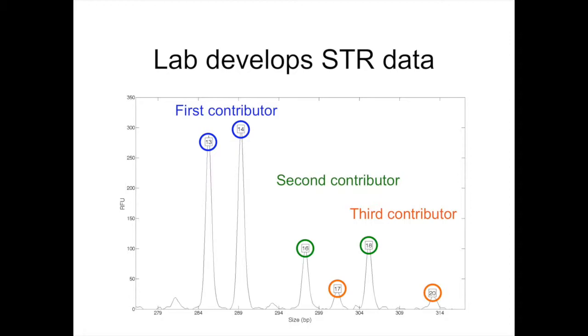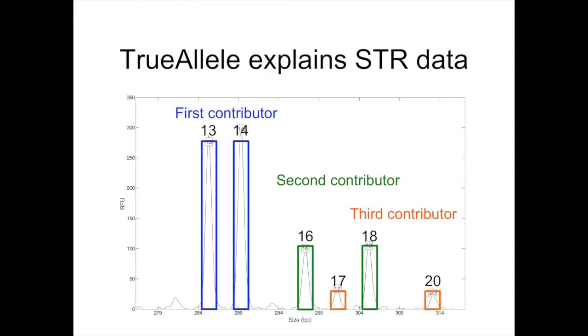We're able to use all of the data that you produce, and as you can see, it's good data. There's peaks there. We want to be able to use it, and that's what we're trying to get to. So how does it explain this data? And what this is, it's just the most probable answer for each of those individual genotypes. So the 13, 14 is assigned the blue bars there, the 16, 18 would be the middle second contributor, and the third contributor at the bottom is the 17, 20.